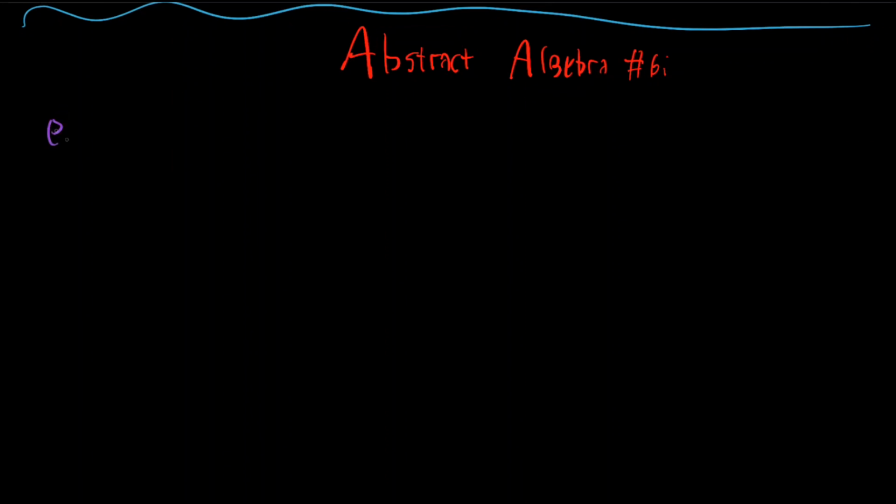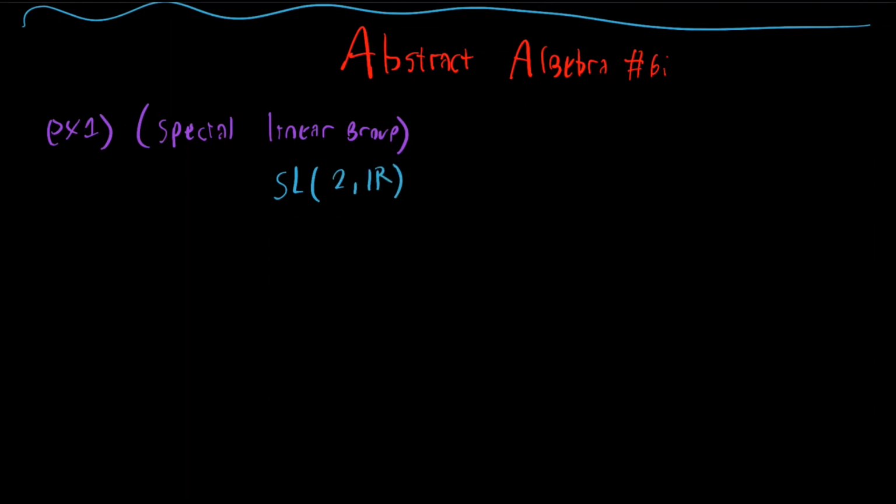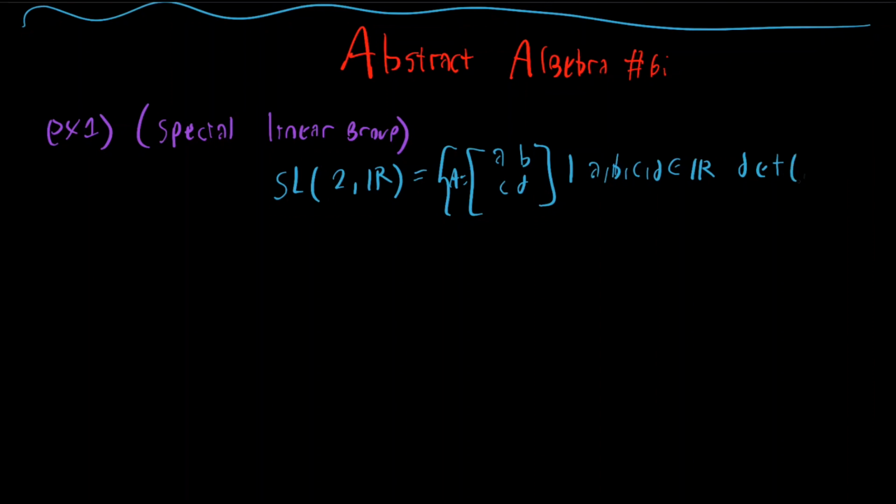For the first example, let's look at the special linear group that we presented in the earlier videos. As we probably remember, we defined the special linear group and proved that it was a group for the particular case of SL2R. So basically the set of 2 by 2 matrices A, B, C, D with real entries with determinant equal to 1. So it turns out that this group here is a subgroup of the general linear group.